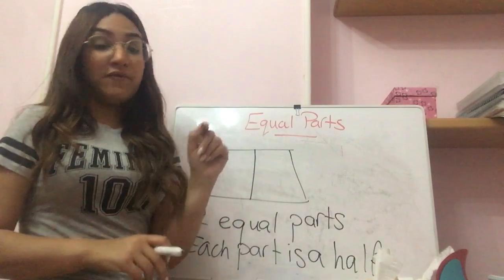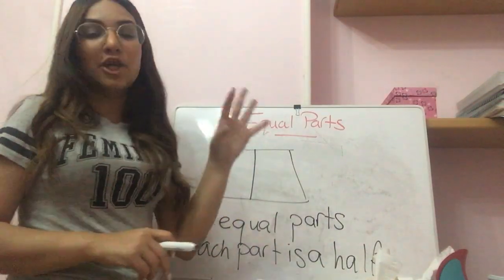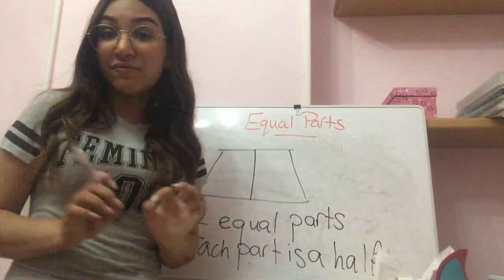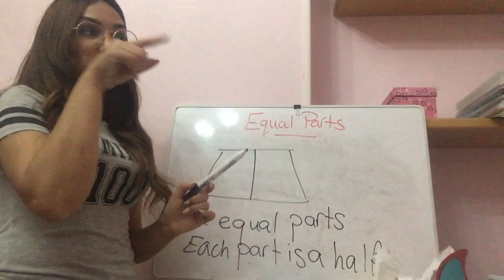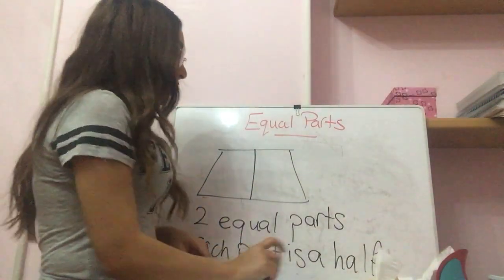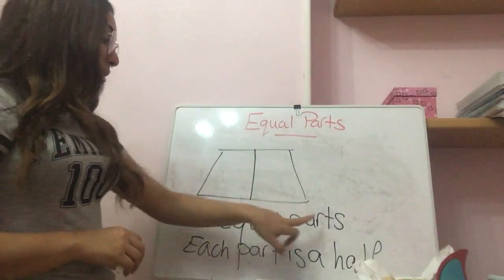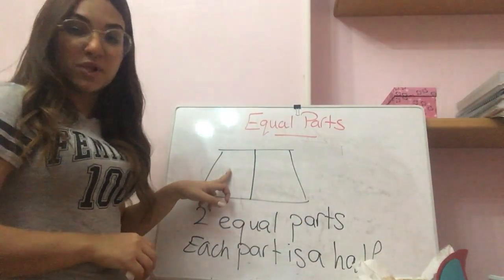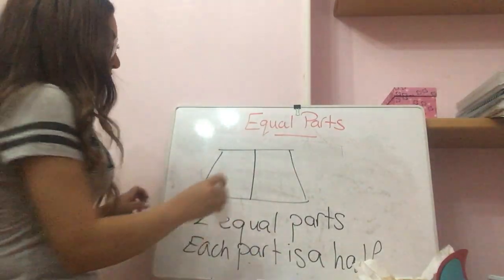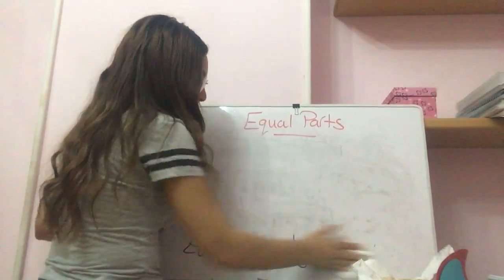The singular of half is half, and the plural word is halves. We are going to change the F into VES. So that means that we have 2 equal parts in this trapezoid, and each part is a half, as we said. Now let's look at another example.